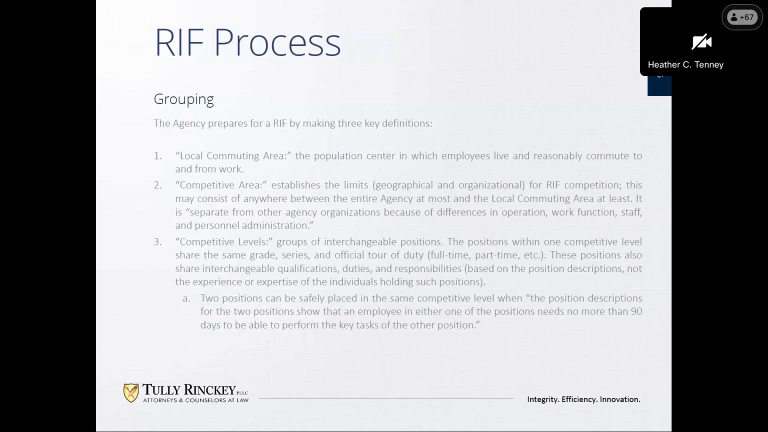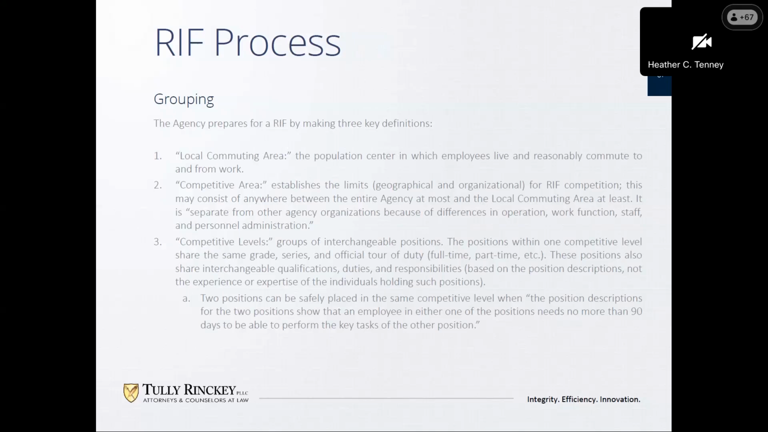Now, as I said before, there is an interplay between commuting area and competitive area. When an organization has components in more than one local commuting area, the agency may designate each local commuting area as a separate competitive area. When two or more different organizations of the same agency are located in the same commuting area, to determine a minimum competitive area, the agency should refer to its controlling documentation to determine whether the organizations are under separate administration.